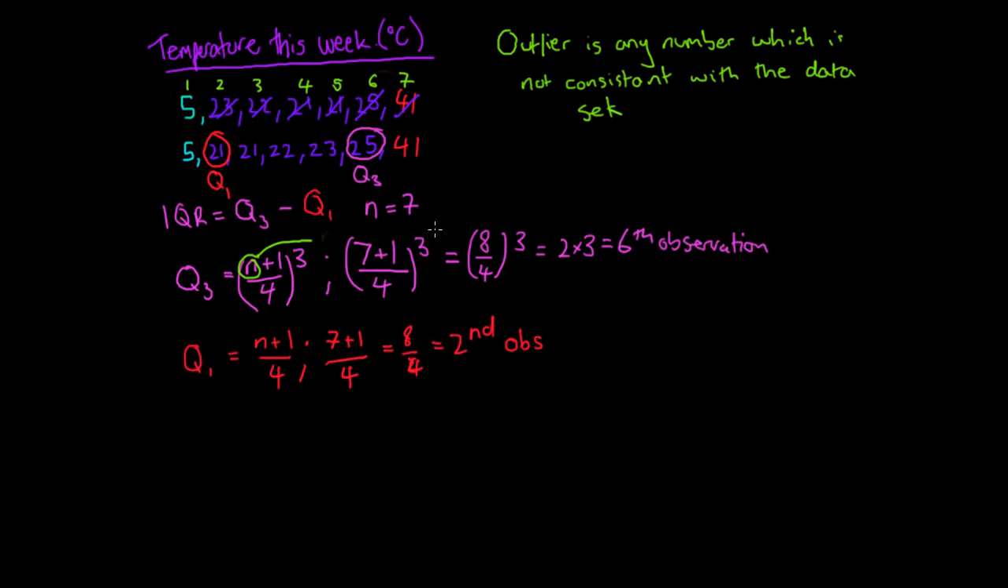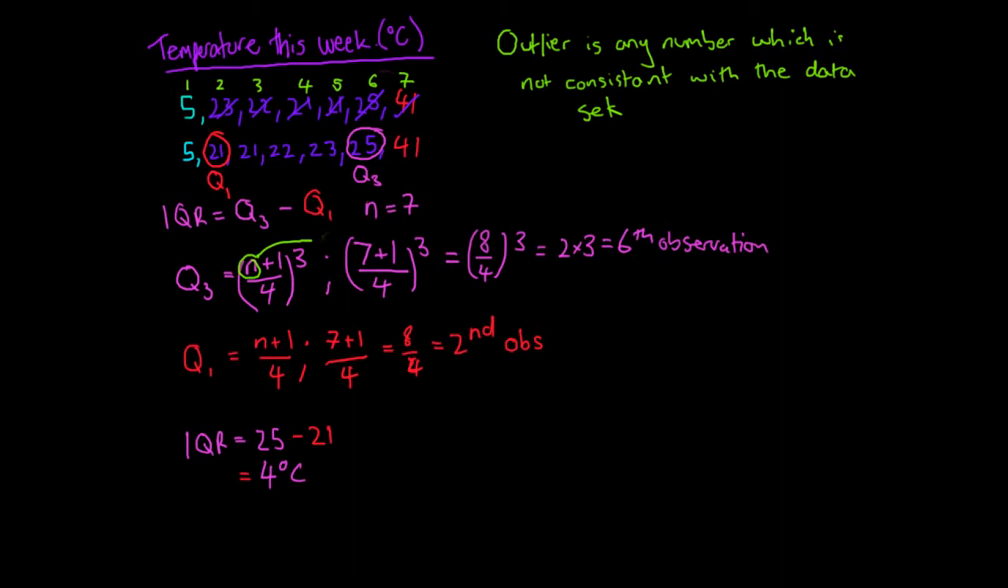So that is our first quartile. All we need to do now to find this IQR is to sub our numbers into the formula. So we know the IQR is equal to Q3, which is 25, minus Q1, which is 21. So our IQR is just going to solve out and be 25 minus 21, which is equal to 4. This would be 4 degrees Celsius.